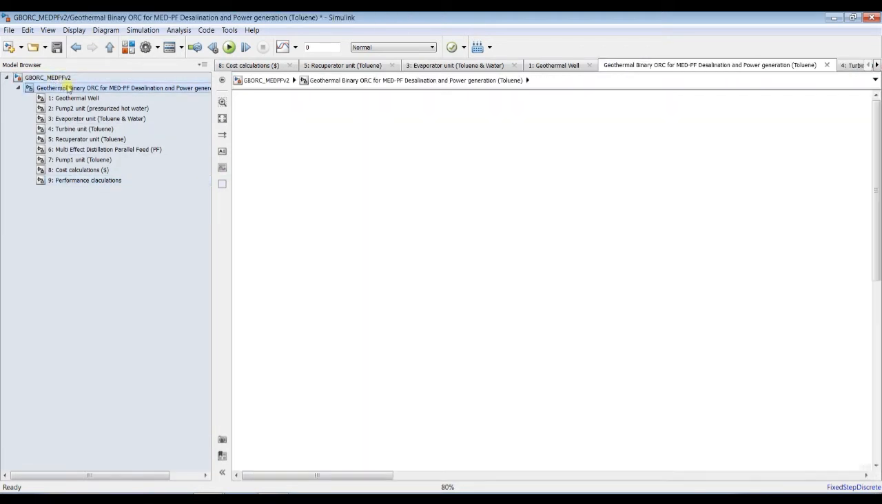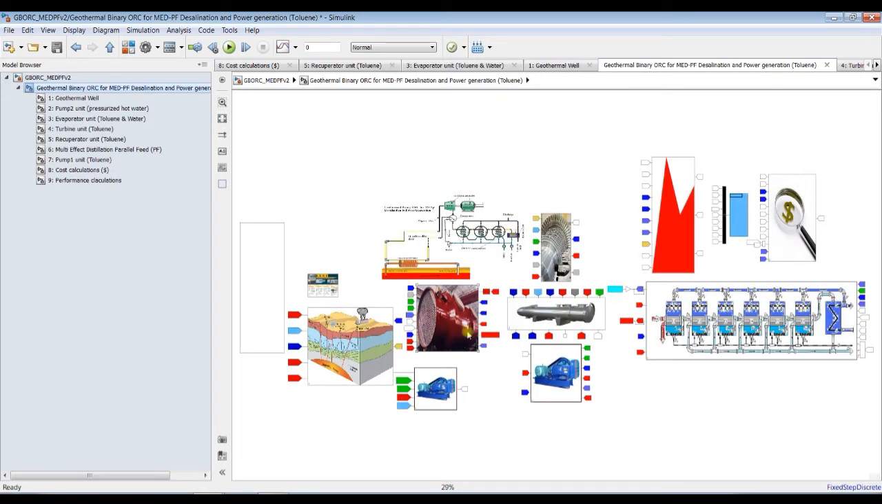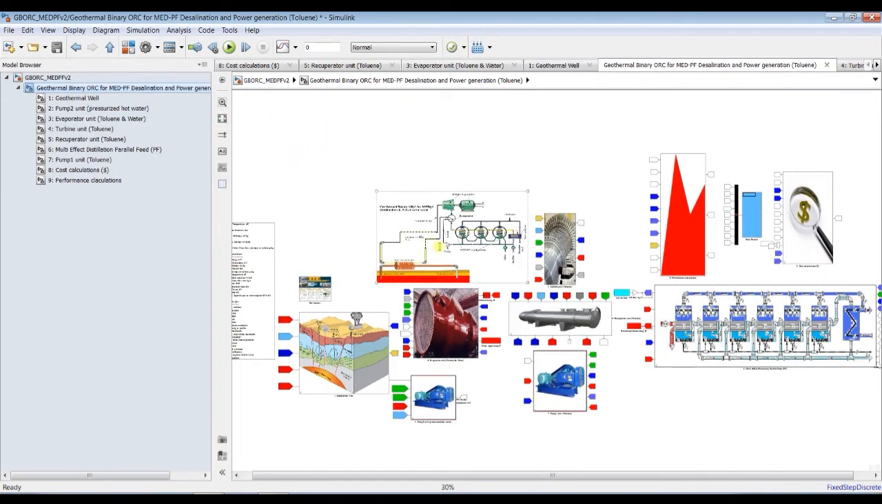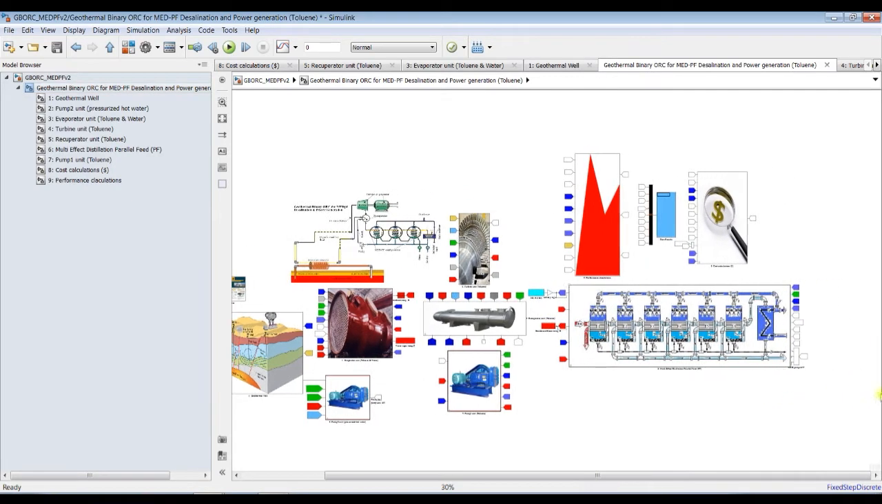And this is our cycle. You have to check this in order to emphasize. Our cycle is, as you can see here, geothermal well, boiler heat exchanger, and pump. This is the steam cycle through the intermediate unit. And here we have the organic Rankine cycle: turbine unit, recuperator, organic pump, and evaporator as an intermediate. And this is the MED block.